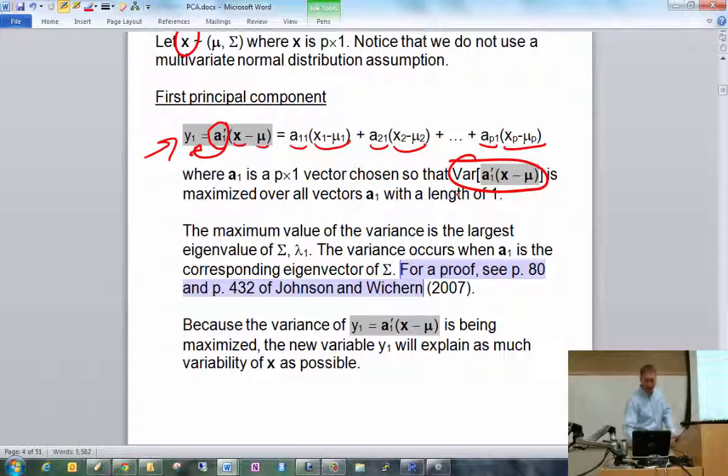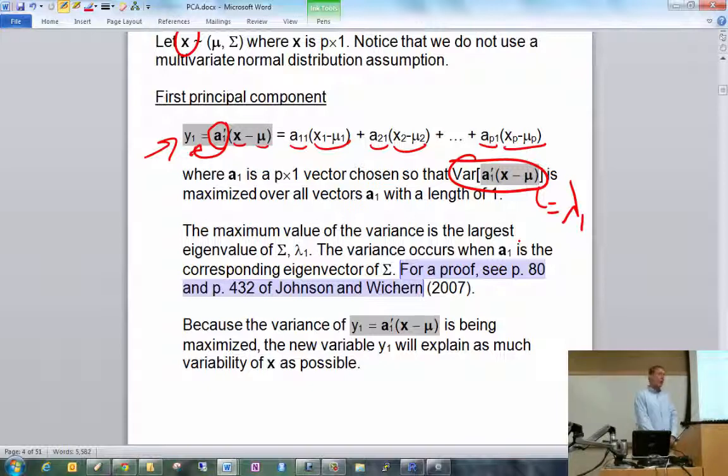What ends up happening is this. This variance ends up being lambda 1, which is the largest eigenvalue from your covariance matrix. That's kind of interesting. And then A1 itself is simply the eigenvector corresponding to this largest eigenvalue. Kind of cool that happens. You are not responsible for proof of that.